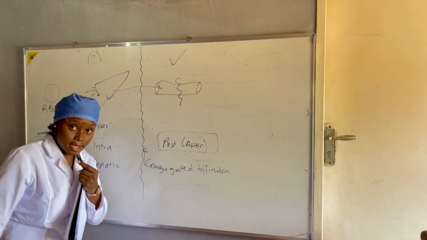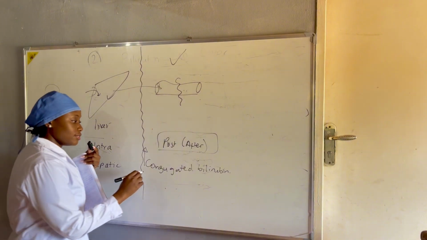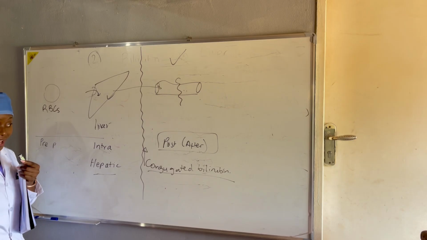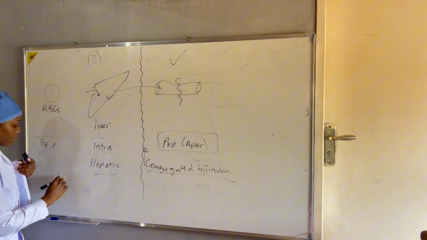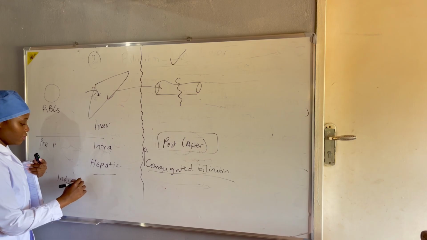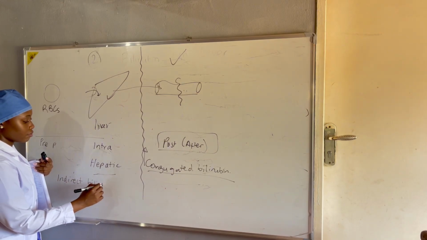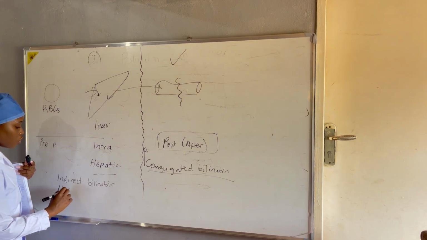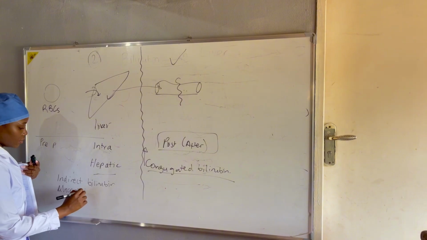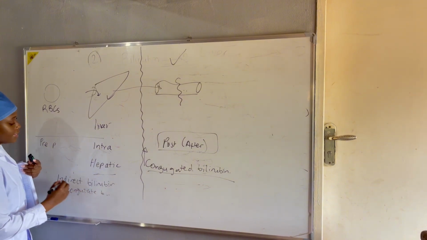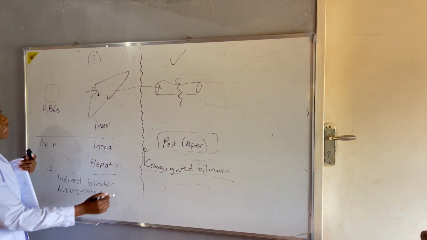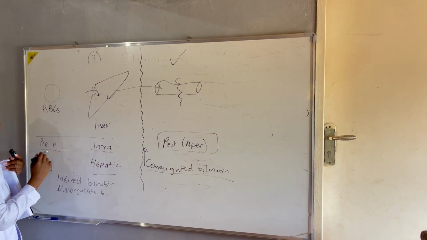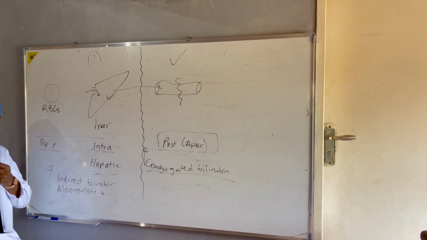post-hepatic. But if we find that this is okay, but the indirect bilirubin, or not, unconjugated bilirubin is high, then it means the issue is somewhere here, either intra or pre-hepatic. So that's the first step.